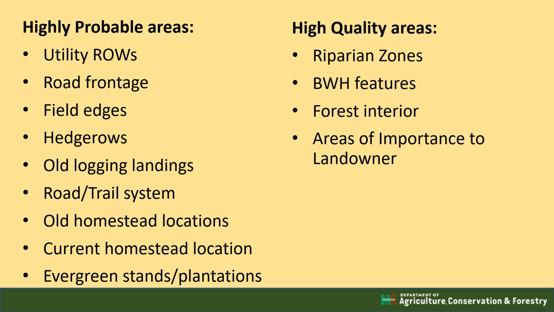High quality areas include riparian zones, areas identified with the Beginning with Habitat Map Viewer review, forest interior, and areas of importance to a landowner. You want to get the landowner involved and motivated to document invasive plants on their property and set about trying to implement what you suggest in your management plan.